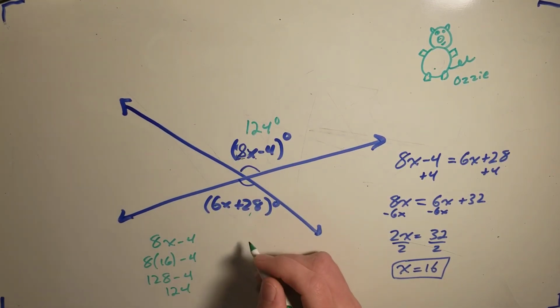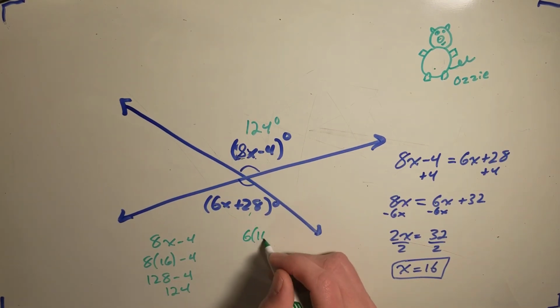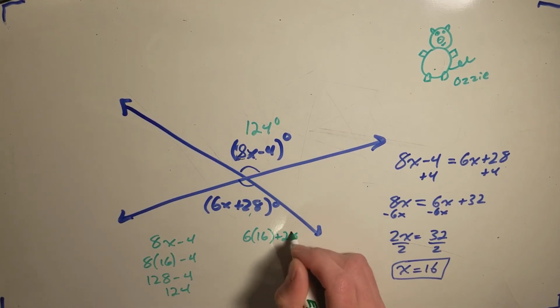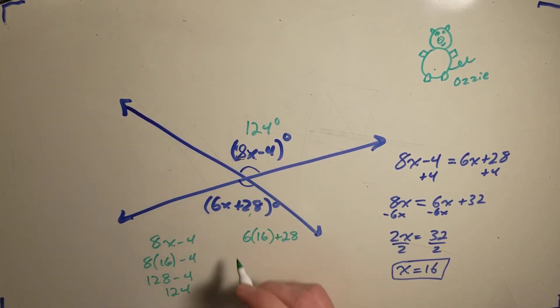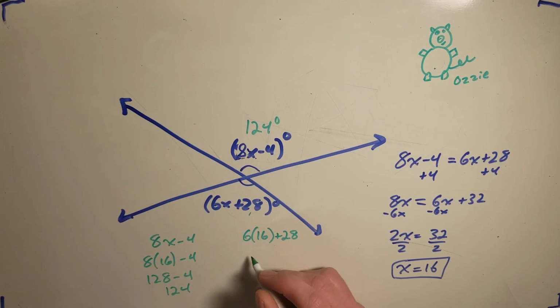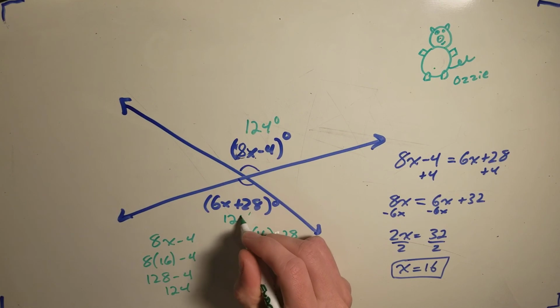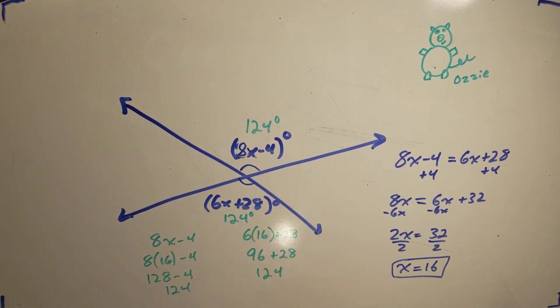Then for our bottom angle, to make sure we did it correctly, we have 6 times 16, that's our value of x, plus 28. So 6 times 16, we should end up with 96, plus 28. When you add 96 and 28, you do indeed get 124. So this angle also measures 124 degrees, as it should, because they are vertical angles.